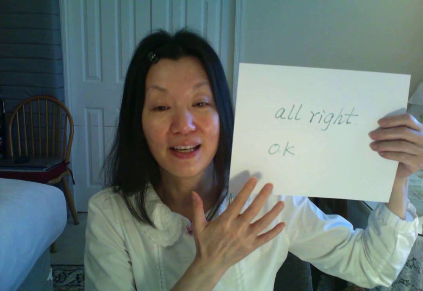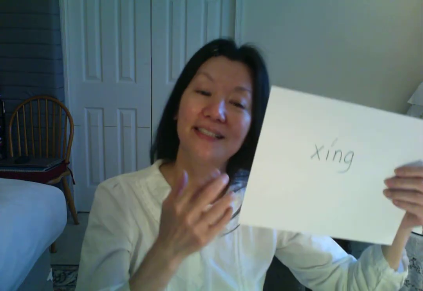Okay, keep this one, okay? People ask you, you want to say all right, you want to say okay. Chinese has this one card, only one card, or two cards. You can say what? All right or okay? In Chinese we say 行. All right or okay, 行. Okay.